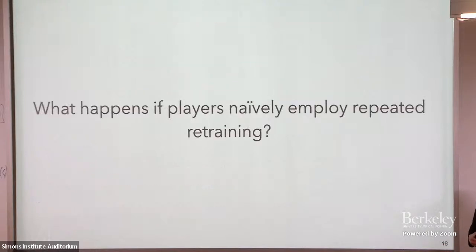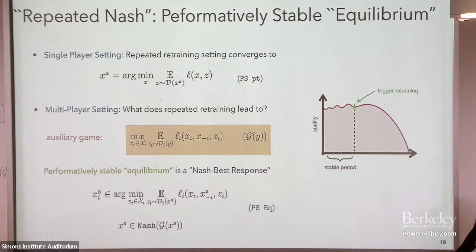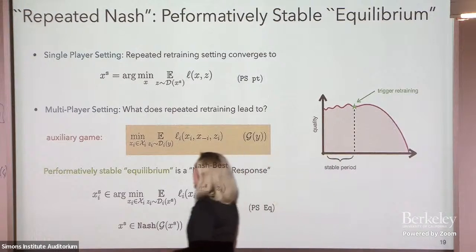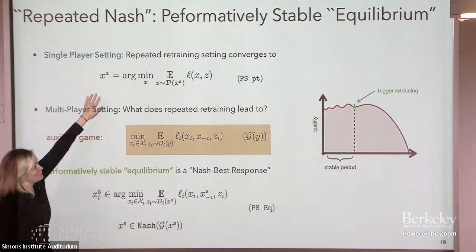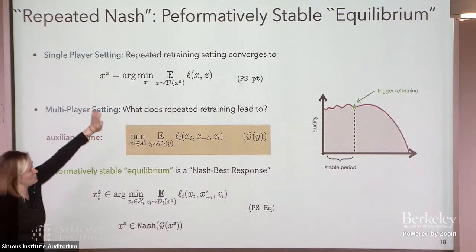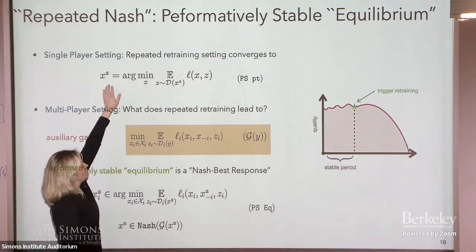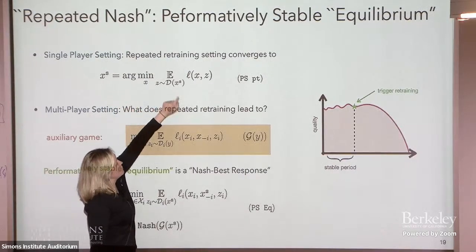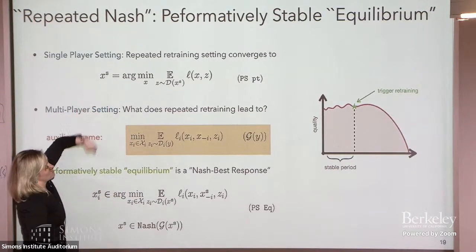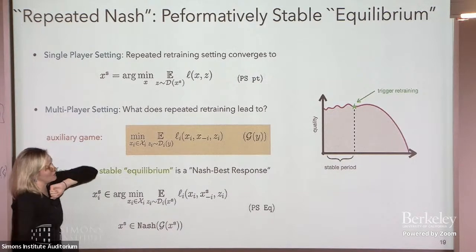Okay, let's start with the naive case. Let's suppose players are going to do repeated retraining in a naive way. So what is repeated retraining, and what is the natural solution concept that it converges to? We'll start with the single player setting. I think this was initially defined in the paper by Perdomo et al. There's just one player, and they want to solve this risk minimization problem. If they ignore the decision dependence, then we can define what's called a performatively stable point. You fix your distribution at this x_S, and then the solution of this argmin problem should also be x_S, and that's a performatively stable point.